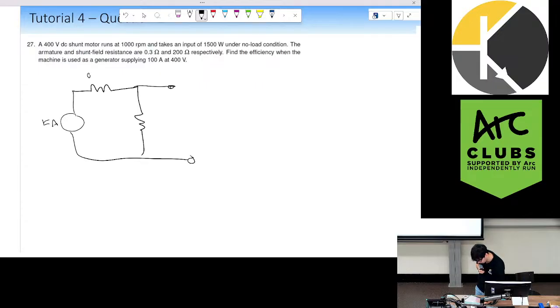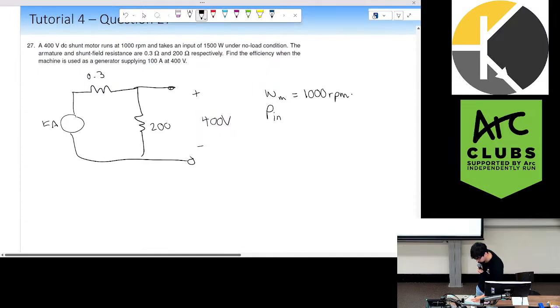So we have 0.3 across the armature, 200 across the field. And we know that we have 400 volts at our terminal, and we're running at 1000 RPM. The other thing we know is that P in is 1500 watts.